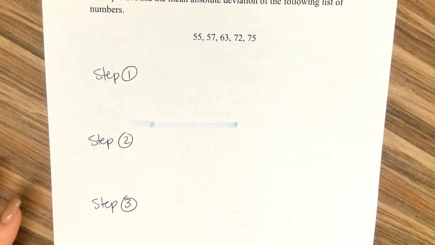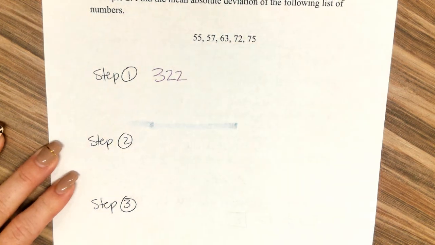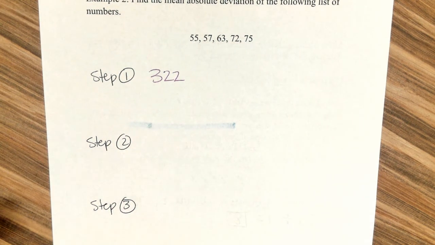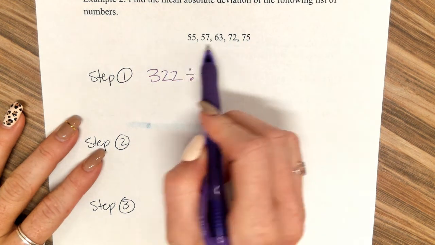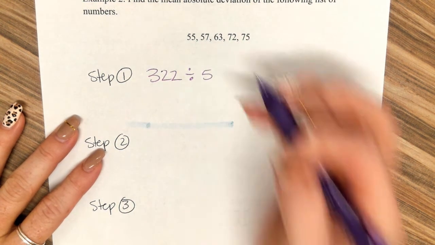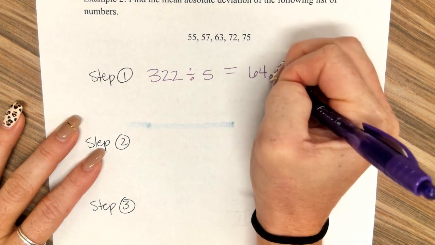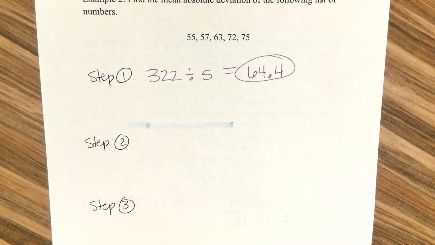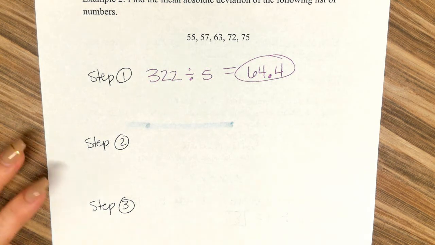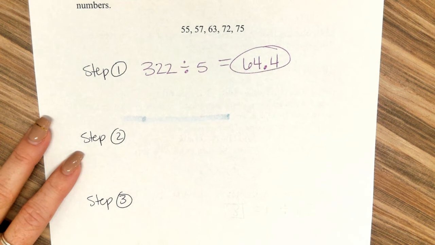Okay, when y'all added step 1, did you get 322? Yes. All right, is that the average? No, I must divide by how many numbers there are. How many numbers were there? 5. So I go divide by 5, and I got 64.4. Is that the answer? No. So step 2, I do what? Subtract to make a new list.